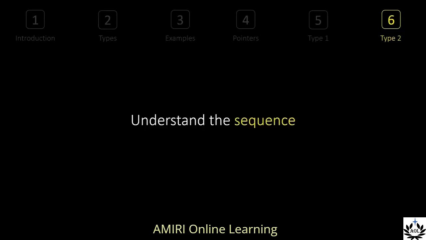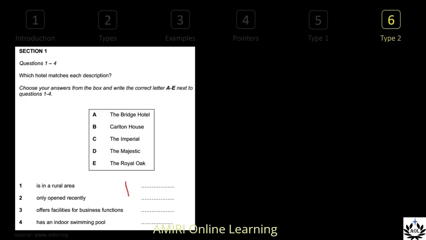Okay, good. Next one is please understand the sequence like we did in type 1. Sequence will be maintained here, not here. So they'll be talking about is in a rural area or only opened recently, offers facility for business functions. Sequence will be maintained here, not here. You have to focus on that part. So first they talk about this and they provide you answer for that in the audio. Then they talk about this and answer for this one.